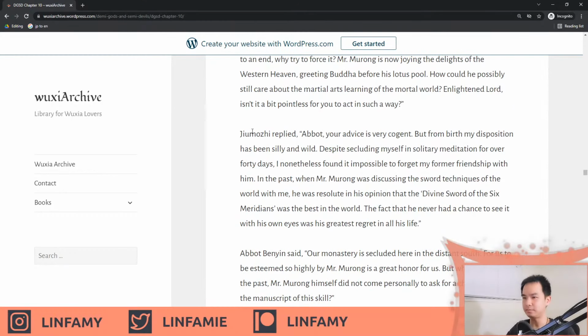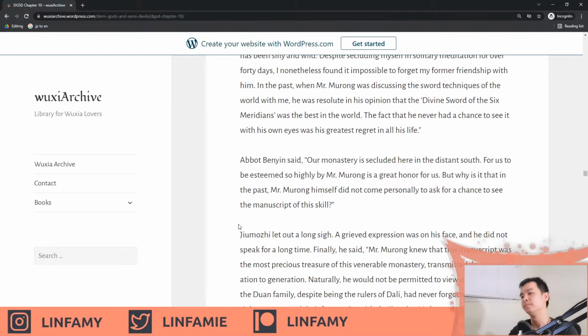Jiumozu replied. So I think this guy is like a youngish guy, okay? A youngish Buddhist monk, but he's very respected. "Abbot, your advice is very cogent, but from birth my disposition has been silly and wild. Despite secluding myself in solitary meditation for over 40 days, I nonetheless found it impossible to forget my former friendship with him. In the past, when Mr. Murong was discussing the sword techniques of the world with me, he was resolute in his opinion that the divine sword of the 6 meridians was the best in the world. The fact that he never had a chance to see it with his own eyes was his greatest regret in all his life."